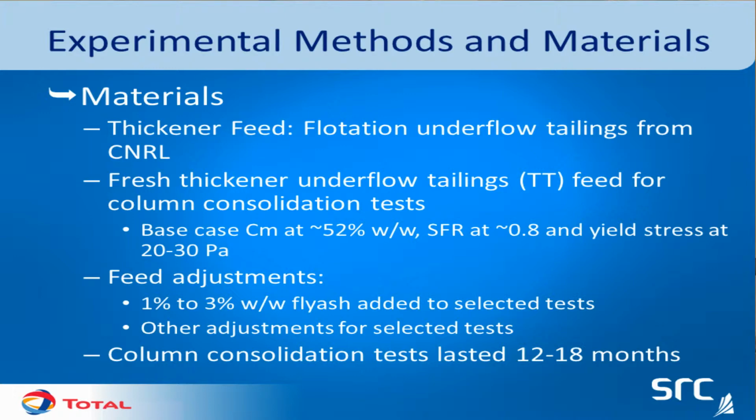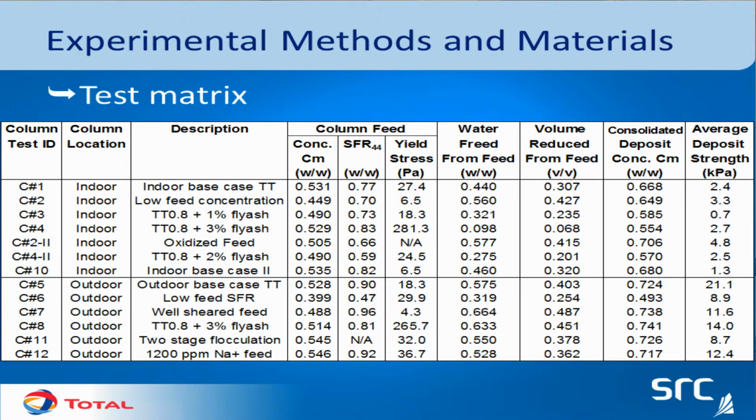And for a number of tests, we adjust the composition of the feed property by adding additives, or change either the rheology or other conditions, which will be discussed in a minute. Column consolidation tests last about 12 to 18 months. I'm not going to go through the whole table here, which is in the paper, in the proceedings.